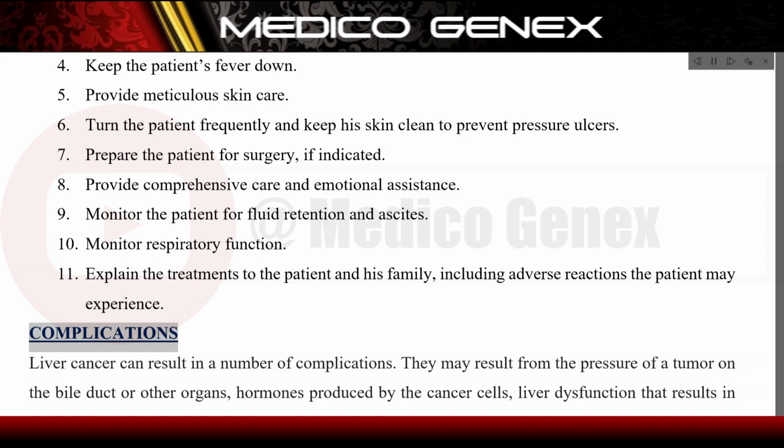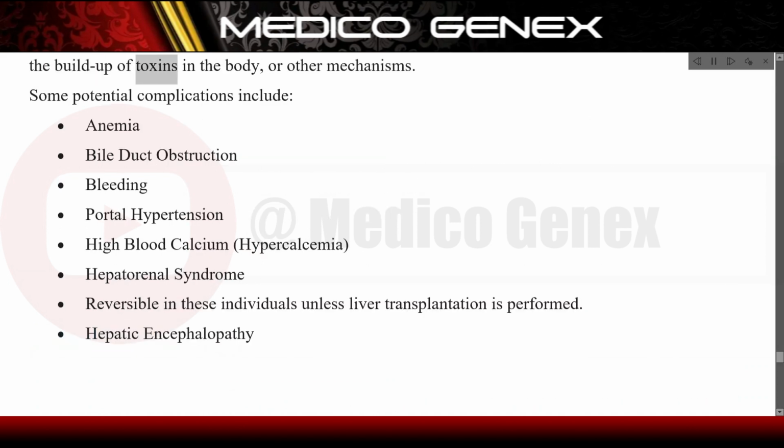Complications. Liver cancer can result in a number of complications. They may result from the pressure of a tumor on the bile duct or other organs, hormones produced by the cancer cells, liver dysfunction that results in the buildup of toxins in the body, or other mechanisms.